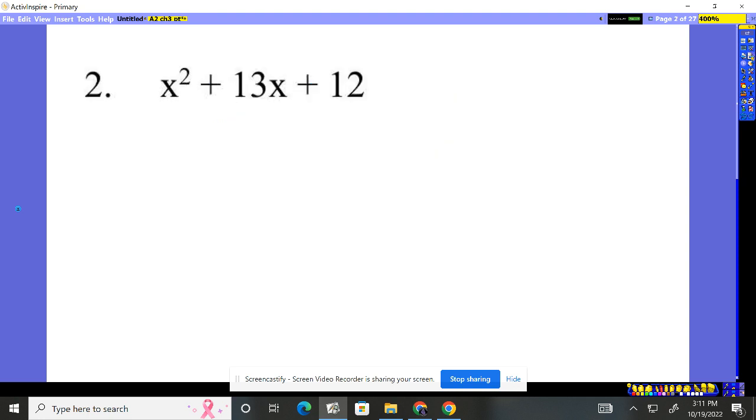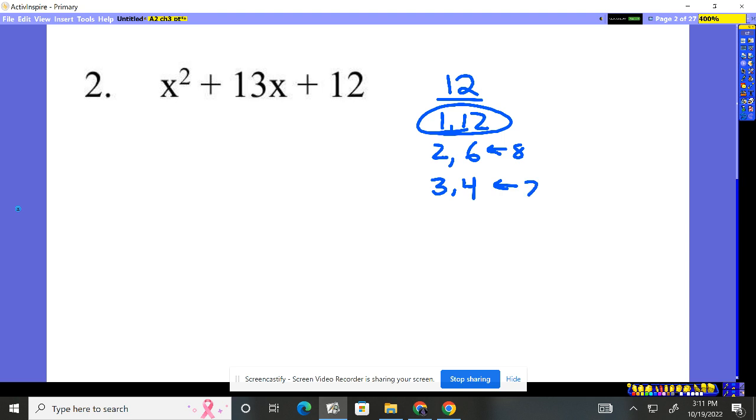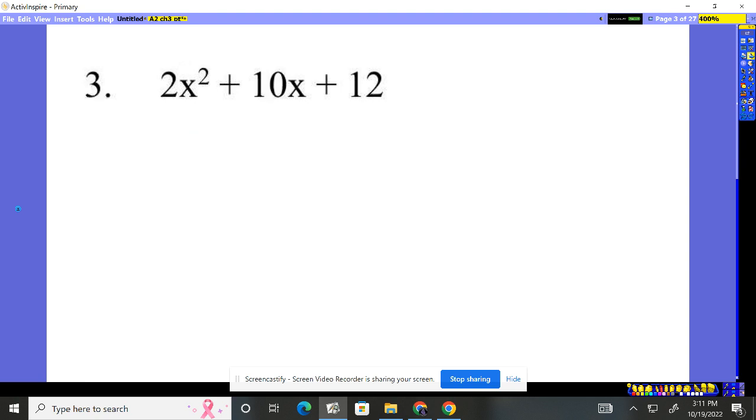Again, everything's positive. So what's going to multiply together to give us positive 12? 1 times 12, 2 times 6, 3 times 4. Always start with 1 in the number and then work my way inwards. Now, we need the pieces that are going to combine to give us 13. That's going to be these, because these would give you 8 and these would give you a 7. You don't want that. You want 13. So it's x plus 1 and an x plus 12. That's what it factors into.